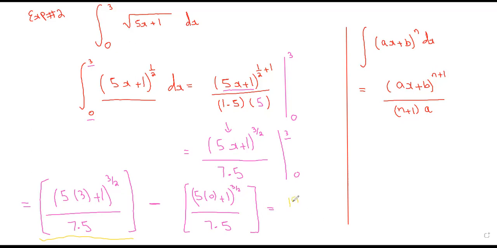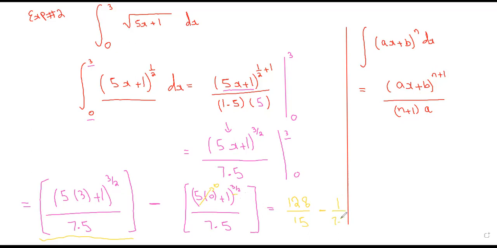Okay, the first term would be 128 over 15. Just check if you're getting the same one. I'm just writing down for your reference. And then this would be 0 plus 1 to the power 3 by 2. Anything to the power of whatever, if the number is 1, it is going to stay 1.